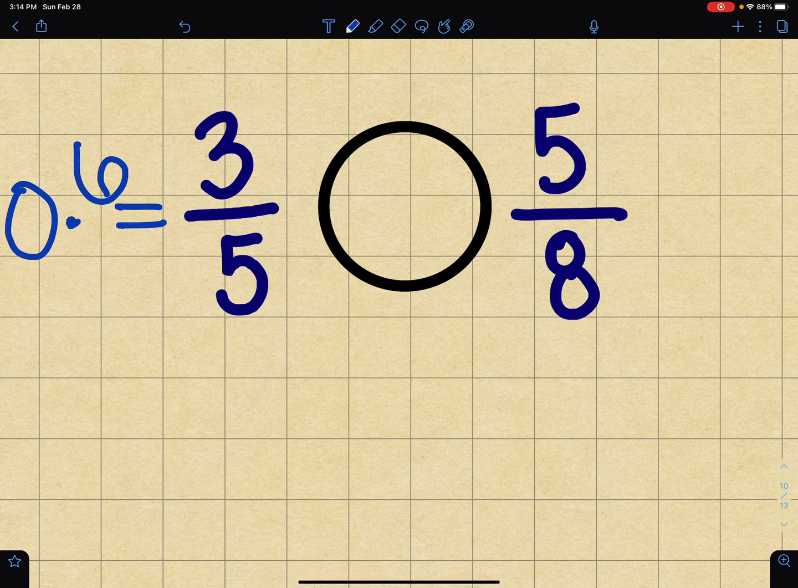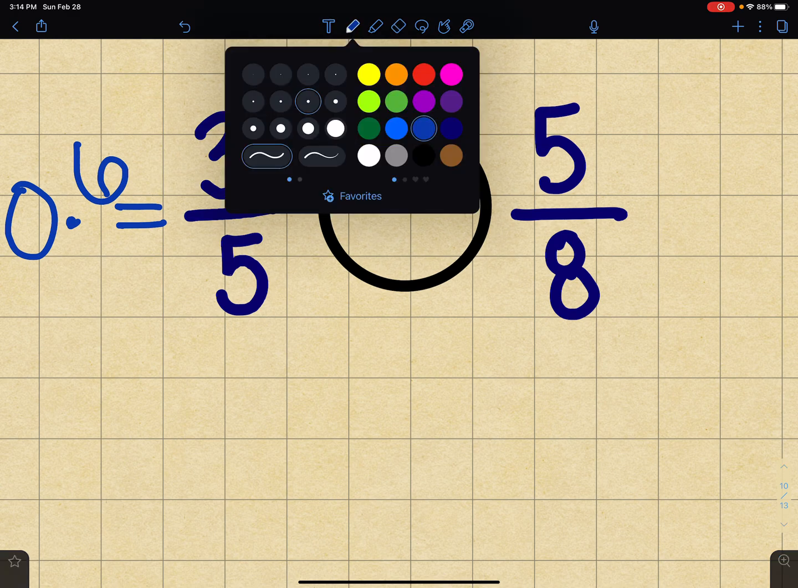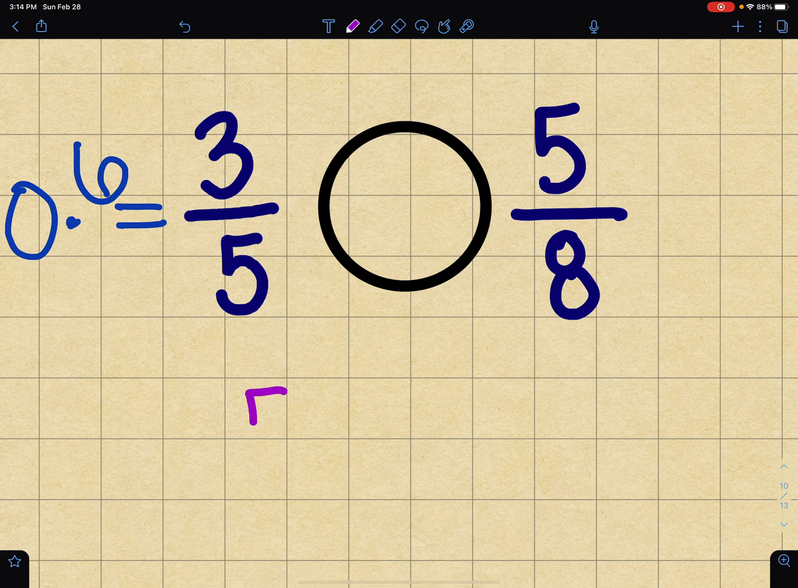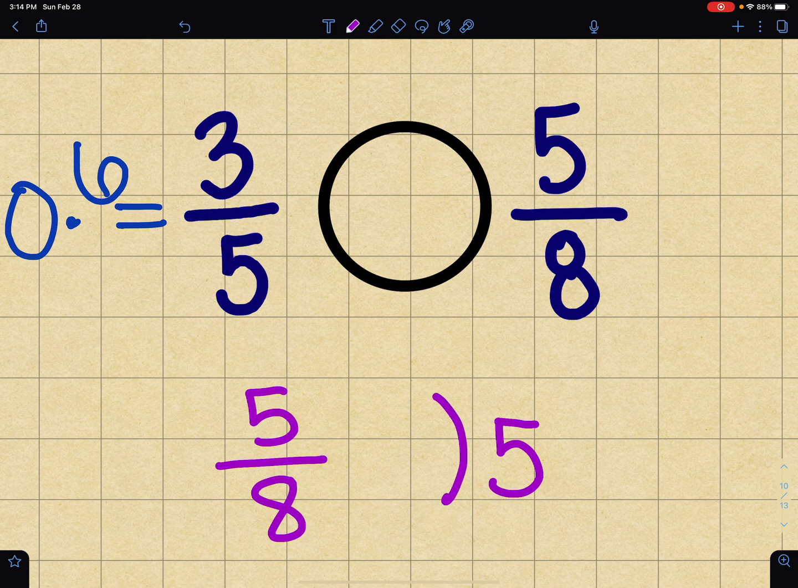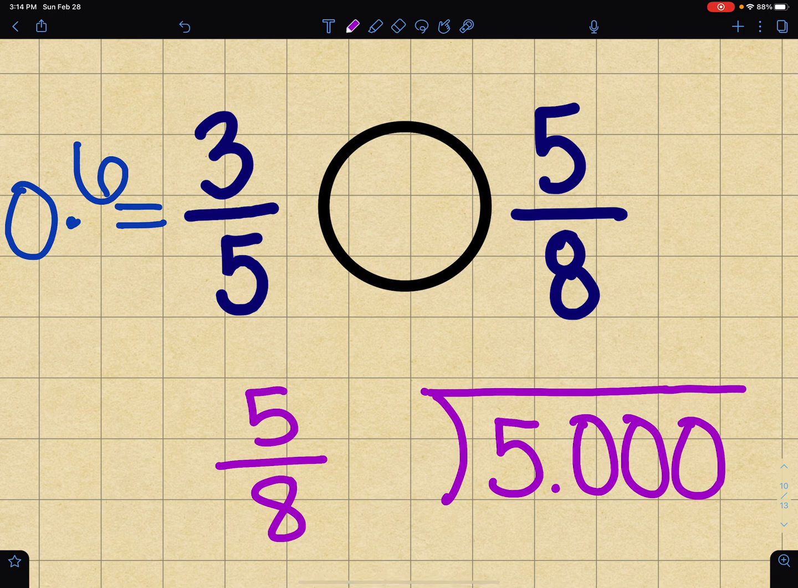Now, make sure that you get it in the correct order, because this is the only thing that can mess you up on these problems. It's 5 divided by 8. So 5 goes here. It's the thing that's being divided. Let's add some zeros. We're going to have to add a lot here. You never know exactly when you start out, but you'll figure it out as you go.